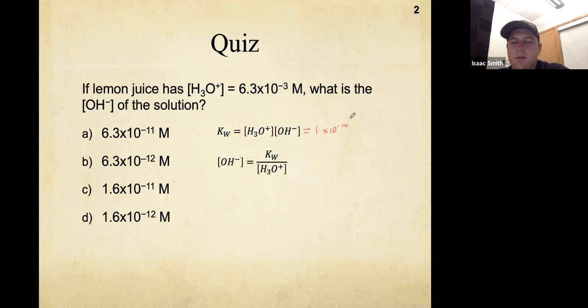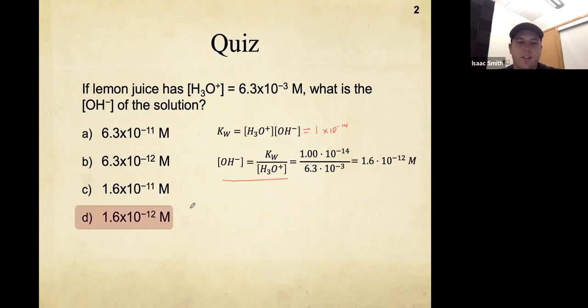And rearranging that to solve for OH minus would give us this equation right here. Okay, and then we plug in our Kw value, so 1 times 10 to the negative 14. Plug in our hydronium concentration from the problem, and we can solve for OH minus concentration. Okay.